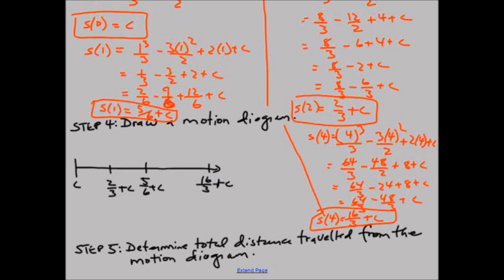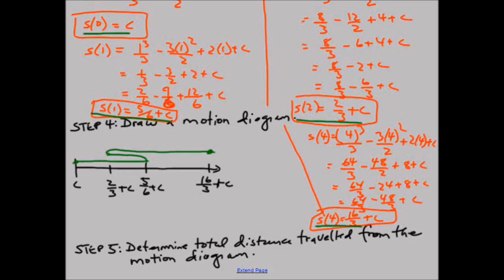All right, so which place occurs before the others though? So according to time, where are we? At 0 time, we're at c, so we're starting here. At time 1, we're at 5/6, so we go all the way over to here in 1 second. At time 2, we're at 2/3, so that means we change direction and we're back here at 2/3. Then for s of 4, we're at 16/3, so then we change direction again and go this way. All right, and that's our end point.